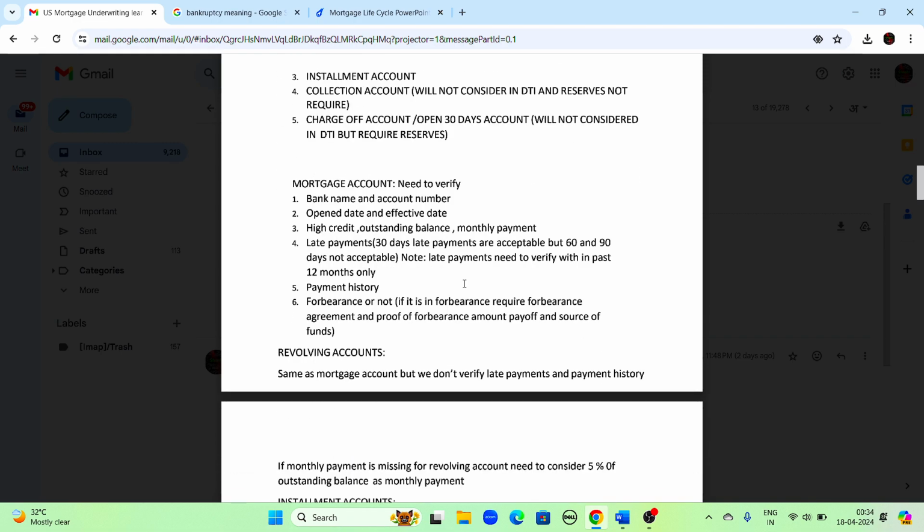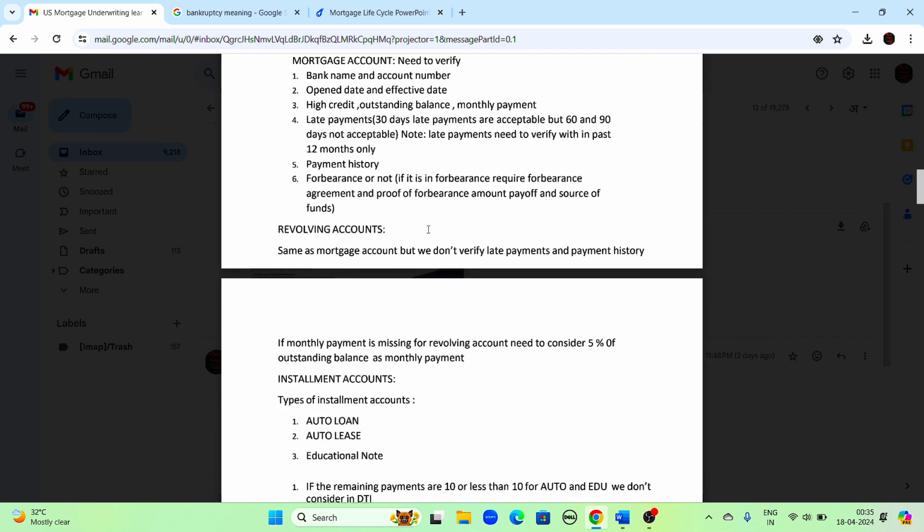Which account? So what are the things we need to verify? Bank name and account number, effective date and open date, high credit, outstanding balance, monthly payment, and late payments. 30 days late payment are acceptable, but 60 or 90 days are not acceptable. Late payment needs to be verified within the past 12 months only.